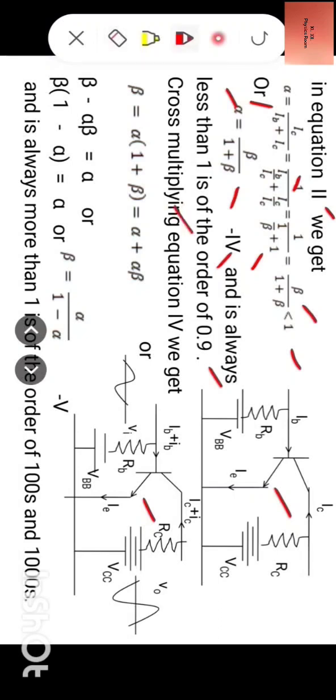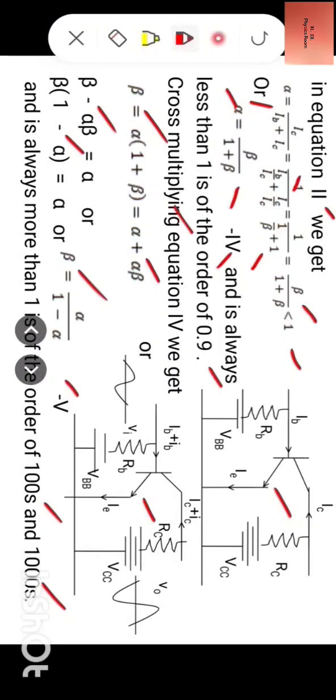Using simple algebraic operations, we can find the value of beta from equation 4. Cross multiplying equation 4, we get beta is equal to alpha into 1 plus beta, and it is equal to alpha plus alpha beta. From here we find beta minus alpha beta is equal to alpha, or beta into 1 minus alpha is equal to alpha. Here we take beta common, or beta is equal to alpha over 1 minus alpha. Let us mark it as equation 5, and it is always more than 1, because the denominator, 1 subtracted by alpha, is less than the numerator, and is of the order of hundreds and thousands.